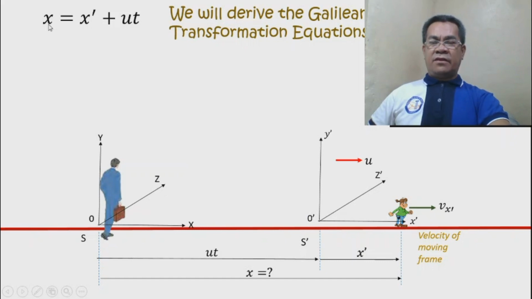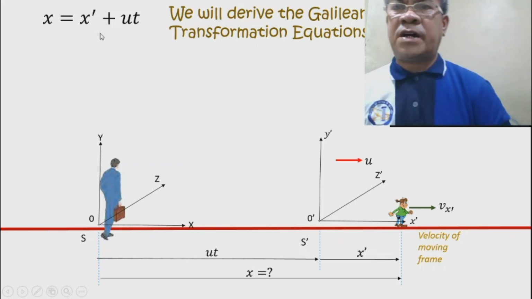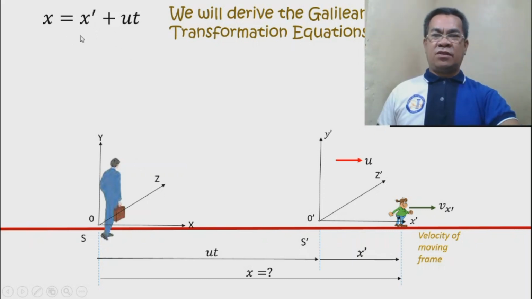So this is one of the position transformations of Galilean. If you are calculating the distance of the man from this reference, you have to add the position of the particle inside the moving frame to the position of the moving frame from the rest frame. So it should be x prime plus ut, the position of the moving particle.